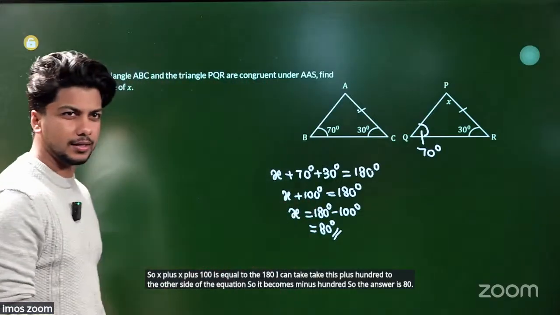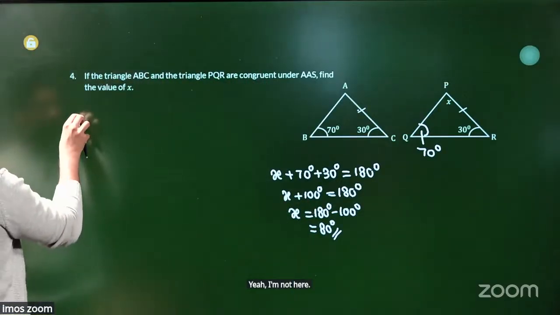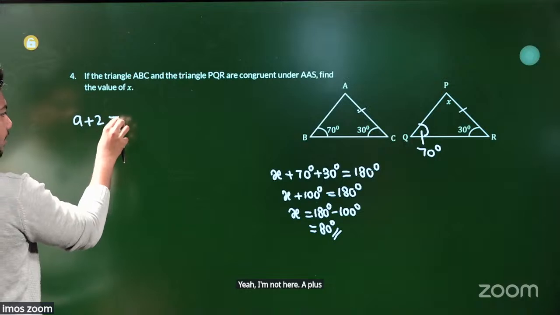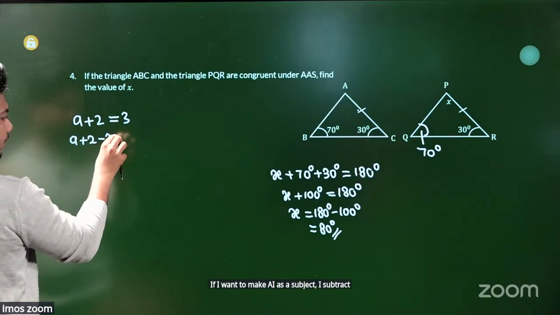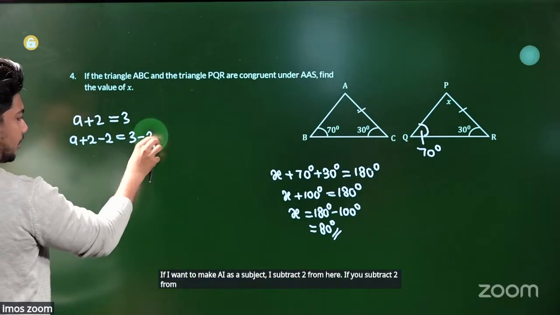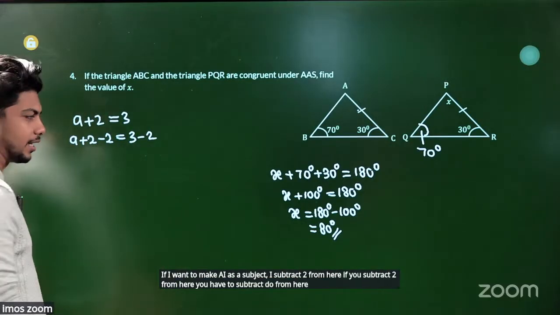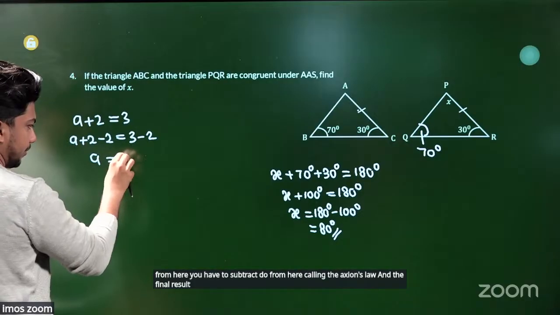You know, a plus 2 is equal to 3 now. If I want to make a the subject, I subtract 2 from here. If you subtract 2 from here, you have to subtract 2 from here, according to the axioms. At the final result, 3 minus 2.